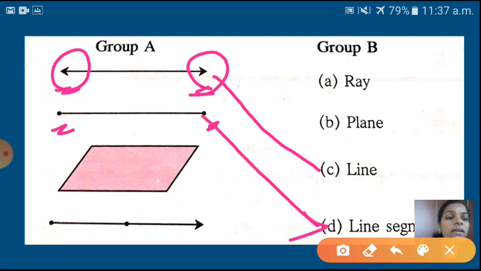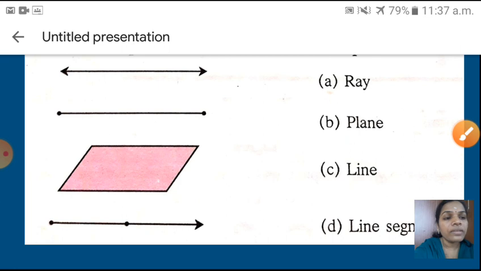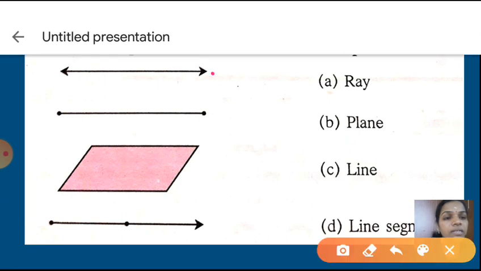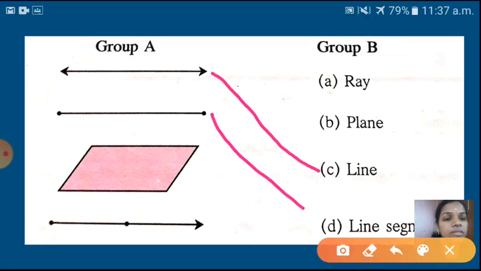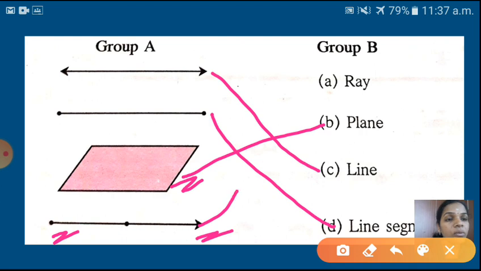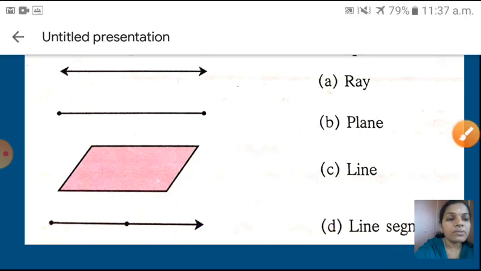Both sides, which one is there? The endpoint is there. So it is called what? Line segment. This one is what? Flat surface. It is called ray. Is it? No. It is called what? Yes, children. This one is line. This one is line segment. This one is flat surface. That is called what? That is plane surface. And this one is one side endpoint, one side arrowhead is there. That is called what? Ray. Okay. Shall we go to next?